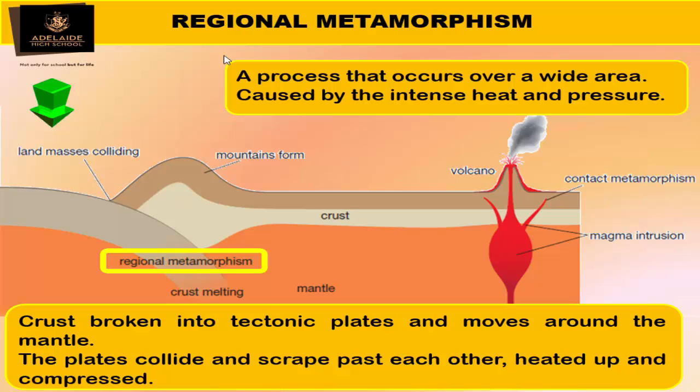This is what's happening in regional metamorphism. And if you notice, that is how mountains are formed as well. Due to the movement of the crust, mountains are formed. But what happens below here, we do not know. With the mountains, is it because the tectonic plates are colliding and push up? Yes, they push it up. So they push up the rock to form the mountain. That's how it is formed.